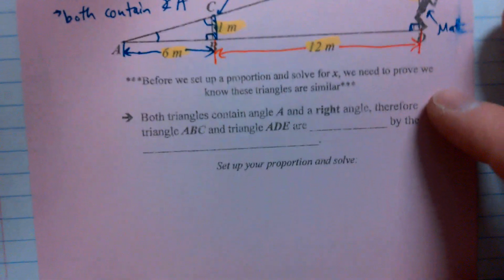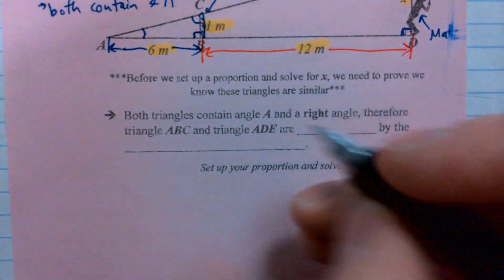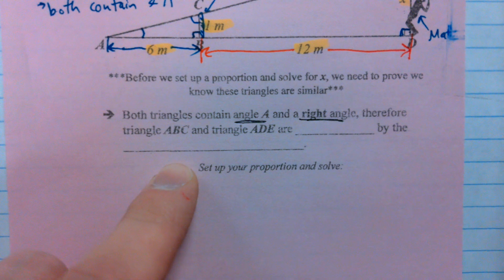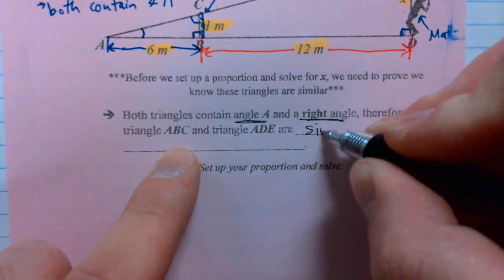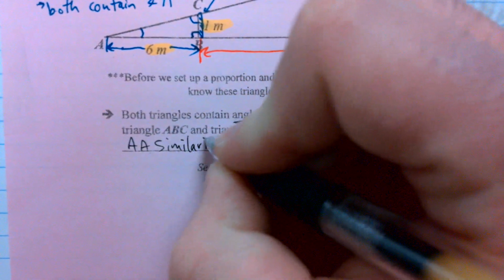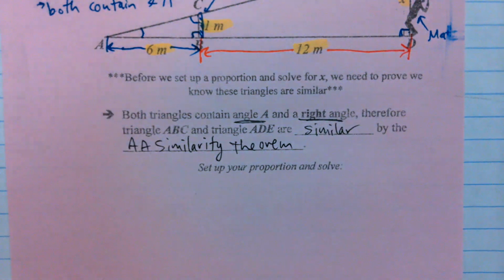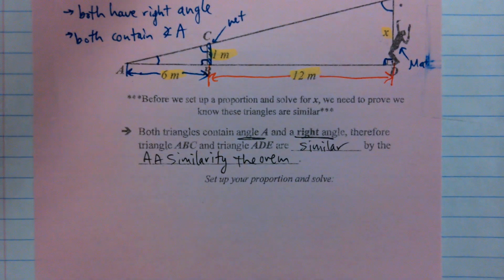Okay? Anyway, that's not as important as what we're talking about next. So both triangles contain angle A and a right angle. Therefore, they are similar by the AA similarity theorem. That doesn't make total sense. We'll survive. A little bit. Okay.